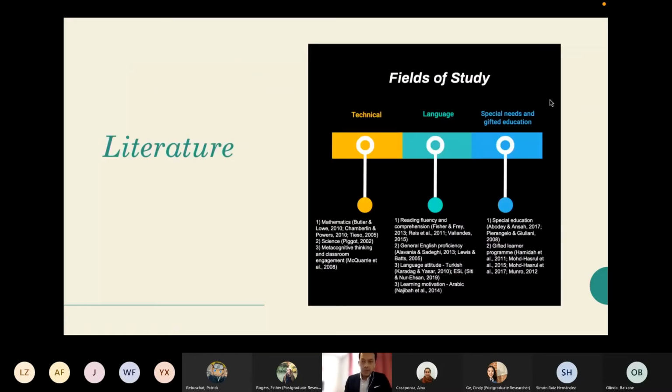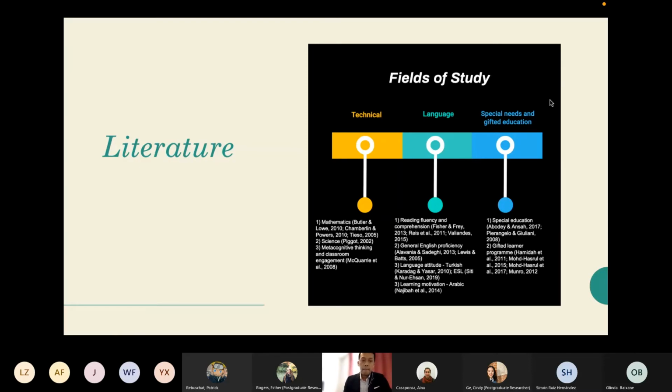So in the modern classroom, I would like to talk about the gap in DI. In the modern classroom, DI has been around since the early 2000s, and it has been found to demonstrate positive effects on reading fluency and comprehension, general English proficiency, writing skills, learning motivation, language attitude toward the Turkish language, math, special needs classrooms, and gifted learner programs.